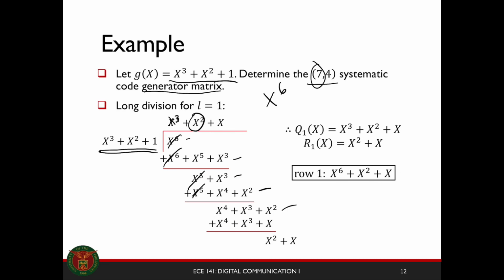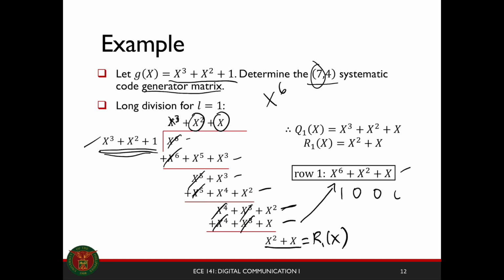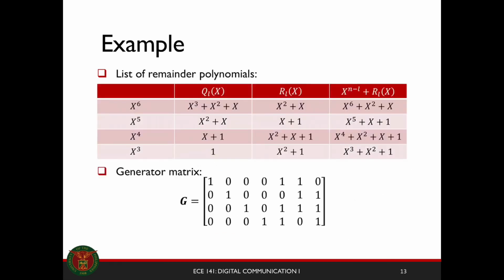Okay? And you can still divide this polynomial by this polynomial. So you add x here. Okay? Multiply it by this, you get this. Cancel. X to the 4th cancels out, x cubed cancels out. You'll be left with the remainder. This is r1 of x: x squared plus x. And your row 1 will now be equal to x to the 6th plus x squared plus x. And that will be 1 for x to the 6th, then x to the 5th, x to the 4th, x cubed, x squared, x, and the constant. Okay, so this will be the first row of your systematic generator matrix.